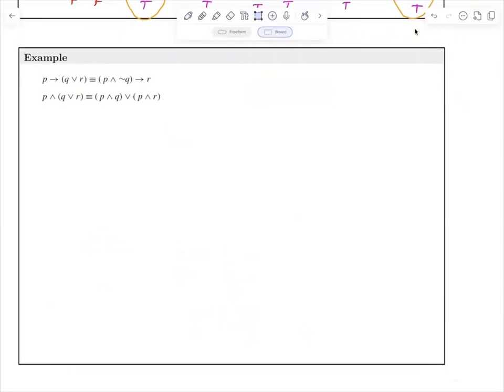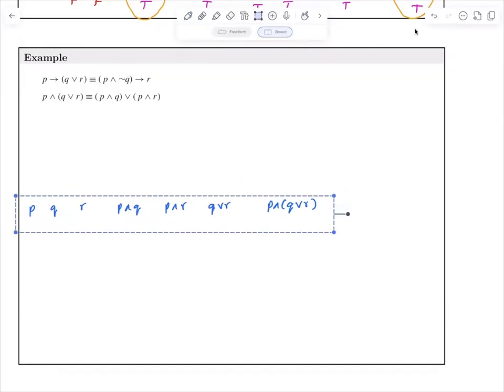So here I have P, Q, and R. I have P and Q, I have P and R, and then I have Q or R. And finally, we have P and Q or R. Now let me move this a little bit here. I think we need more space.